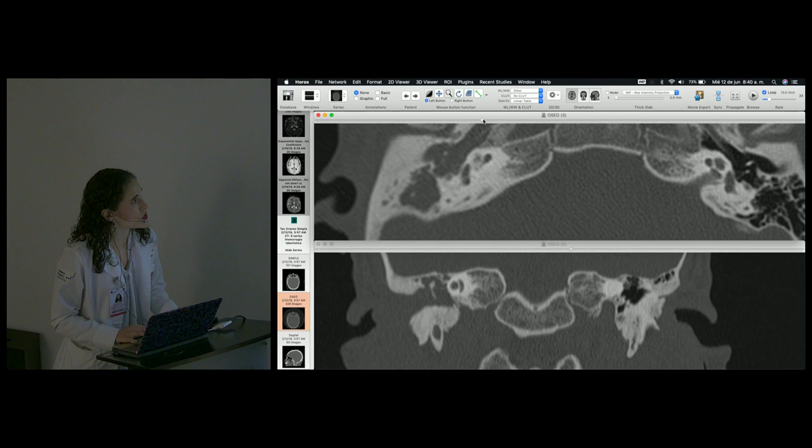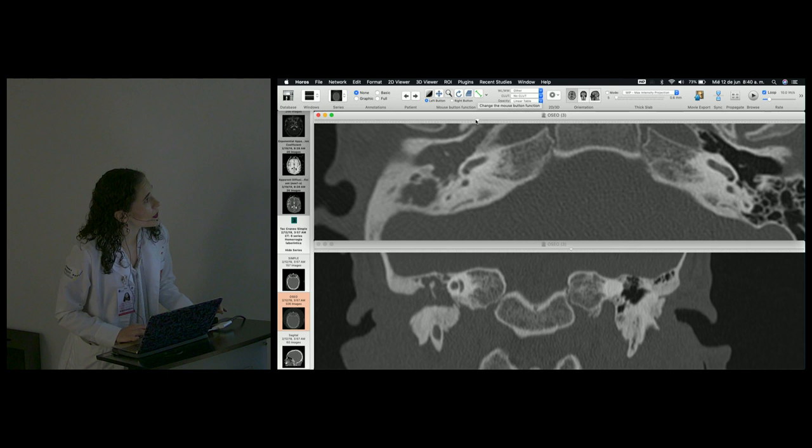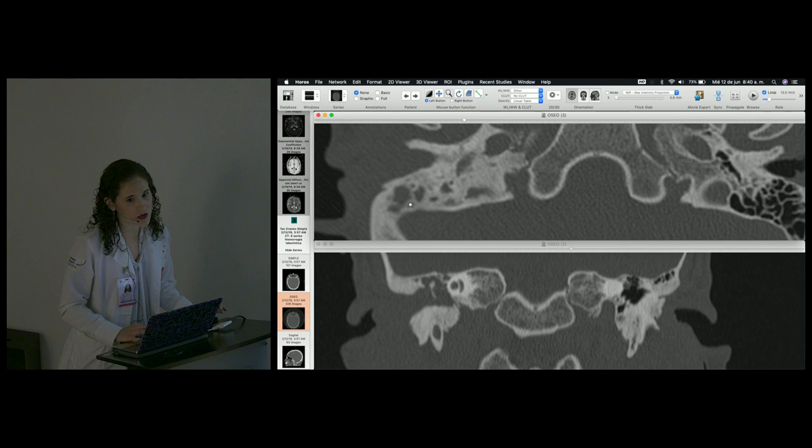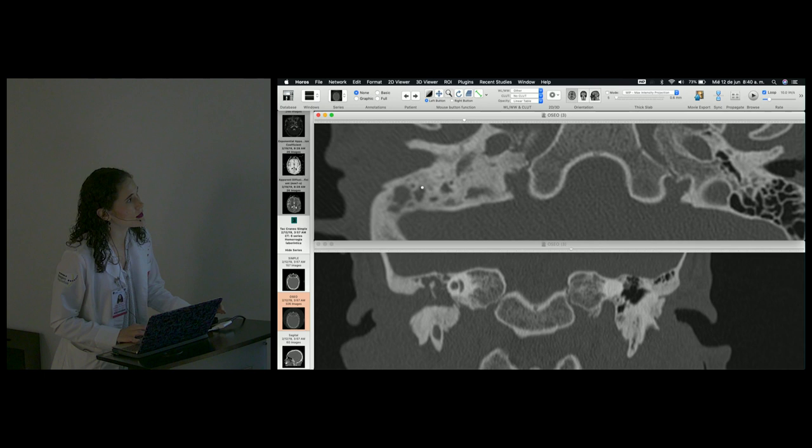So the patient has meningitis. Also, we see there is an underpneumatized mastoid, and there are secretions in there. So we also have chronic and acute otomastoiditis, which may be the etiology of the meningitis of the patient.